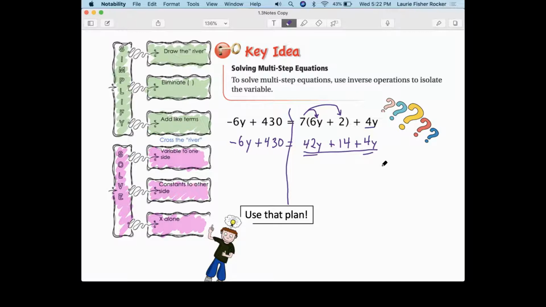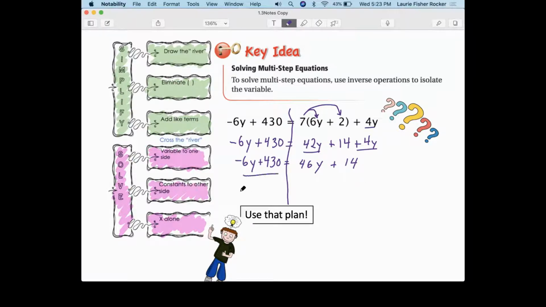Again, every step of the way, I'm going to rewrite the problem, which means do not be afraid to take up a lot of real estate on these problems. Always be careful with the signs. In this particular case, we got lucky, everything's positive. So I've got 42y plus 4y, and that is going to be 46y plus 14. So I've done everything I can.